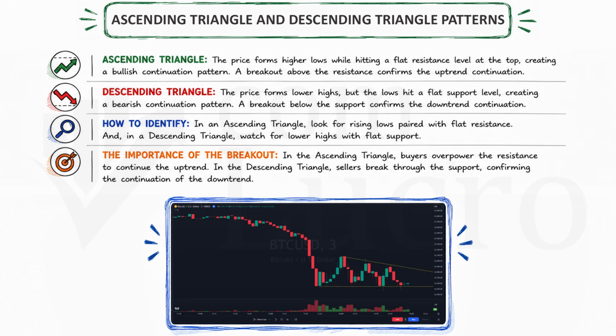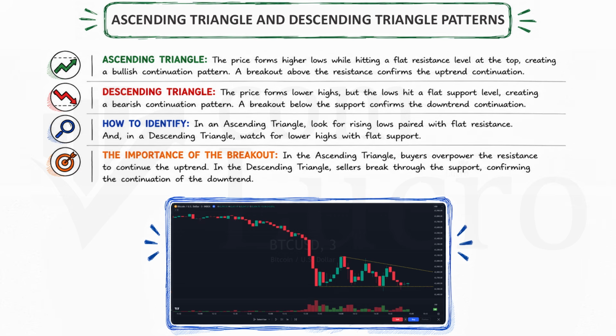In this case, the price creates lower highs, but the lows hit a flat support level. The descending trend line shows growing selling pressure, and once the price breaks below the support level, it confirms the continuation of the downtrend. To identify these patterns, keep an eye out for the following.